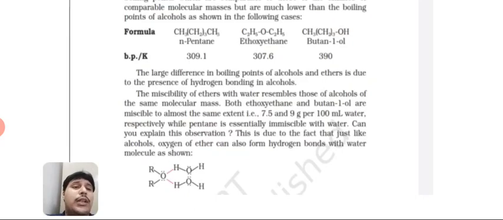right? For example, both ethoxyethane and butan-1-ol are miscible to almost the same extent, that is 7.5 and 9 gram per 100 ml water respectively, while pentane is essentially immiscible with water. I already explained the reason, but in this paragraph it is mentioned that this is due to the fact that, just like alcohols, the oxygen of ether can also form hydrogen bond with water molecule, as shown.